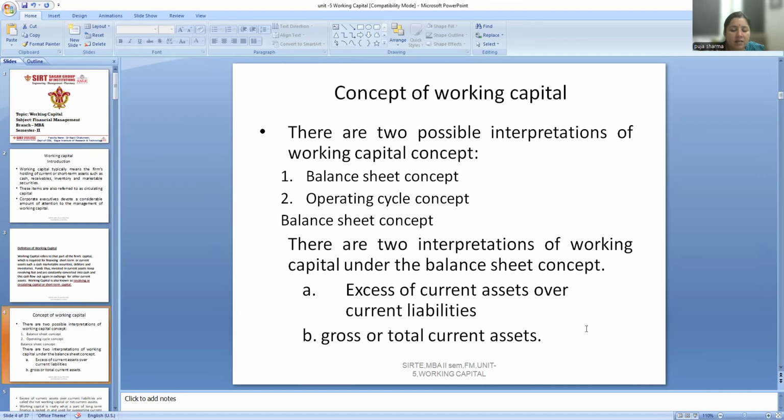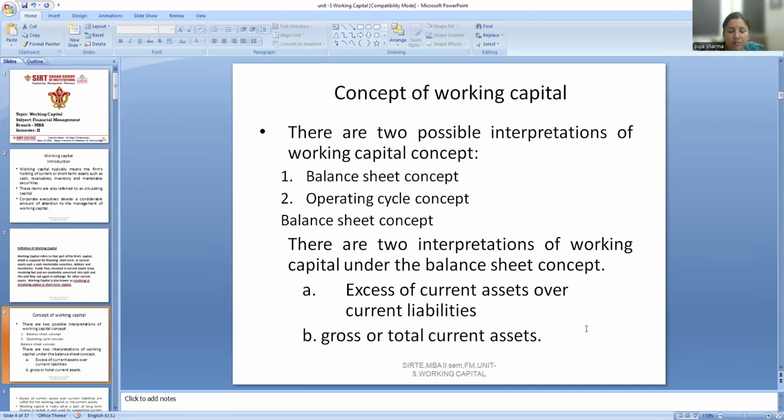The balance sheet concept is that in which we calculate the working capital from the balance sheet, which is prepared by the company annually. On the basis of the balance sheet, we can calculate the working capital requirement for the future. For this, we have to identify the current assets and the current liabilities. The difference between the current assets and the current liabilities is known as the net working capital. The total current assets are known as the gross working capital.